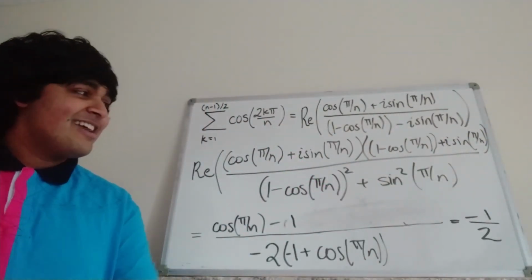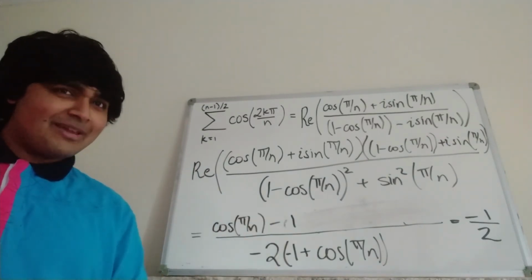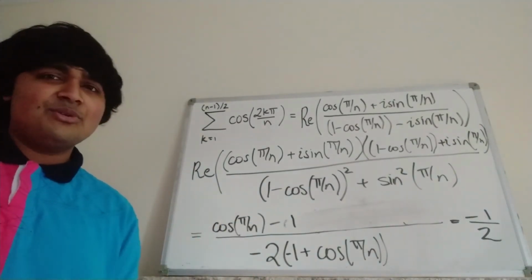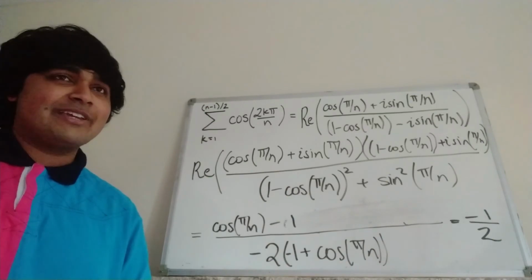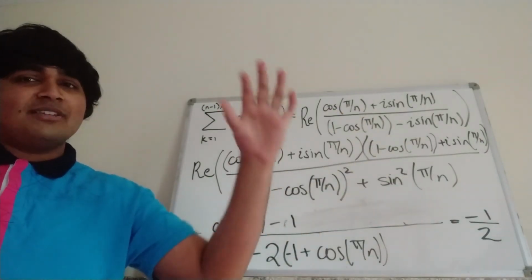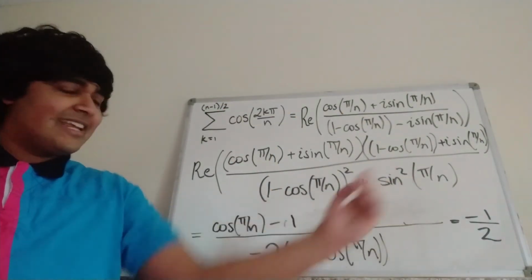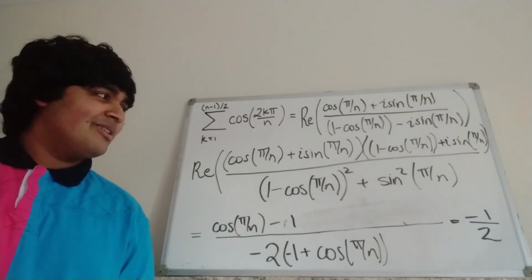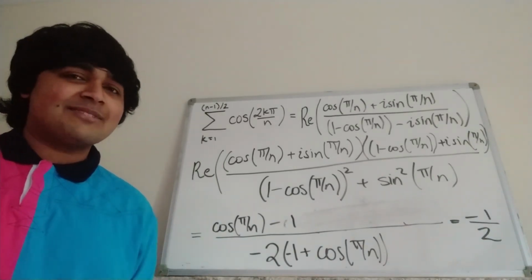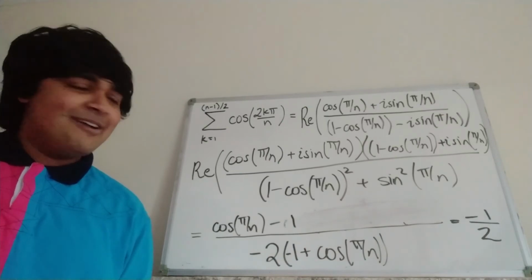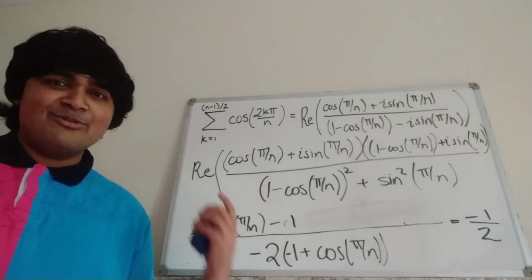So minus a half. And that proves the result, that when you're summing up these cosines, cosine of 2k pi over n, where n is an odd integer bigger than or equal to 3, and you're summing up to the midpoint, you're always going to get minus a half, which is a pretty cool result. If anyone knows any sort of geometric explanation for this, I'd love to see. But yeah, this is an algebraic proof of that pretty cool result.